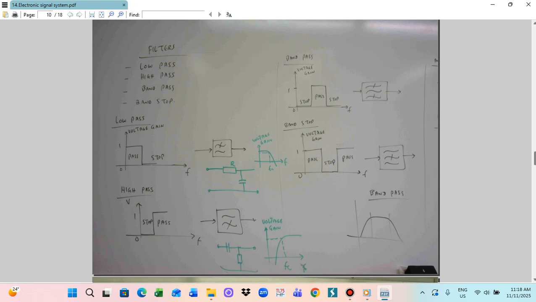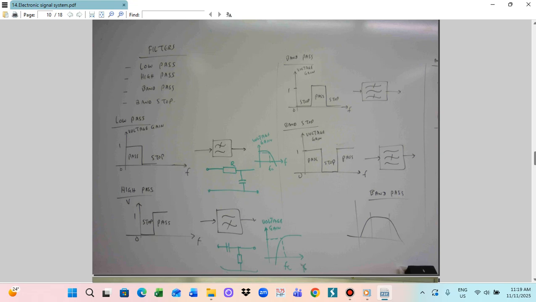Firstly, we talk about the low pass filter. Low pass filter means that only the low frequencies need to pass through. High frequencies have to be eliminated. So this is the voltage gain. The vertical axis represents voltage gain. The horizontal axis represents the frequency. So we can see the line of frequency. This is a pass band. And this is a stop band.